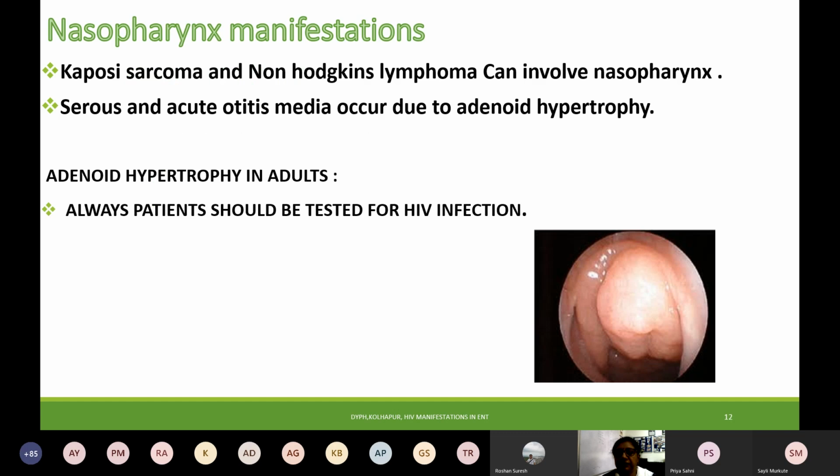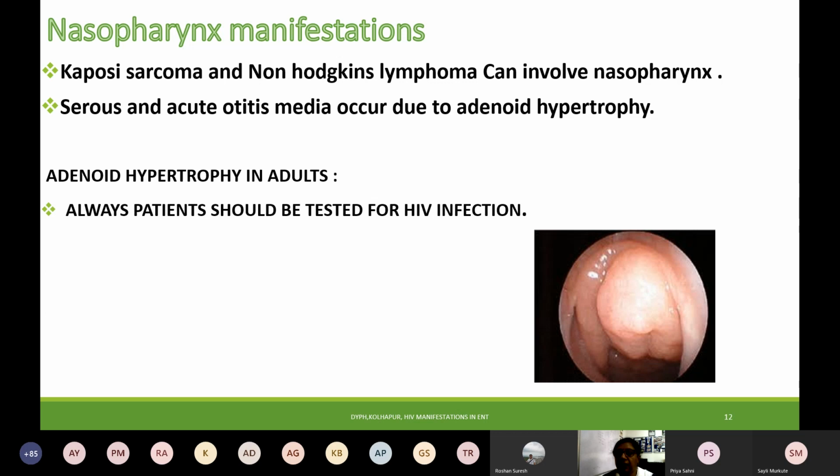Now nasopharynx manifestations. Remember well, HIV patients are always associated with adenoid hypertrophy. So all patients who come with HIV should be investigated for adenoid hypertrophy. Kaposi's sarcoma and non-Hodgkin lymphoma can also involve the nasopharynx. Serous and acute otitis media can occur due to adenoid hypertrophy.